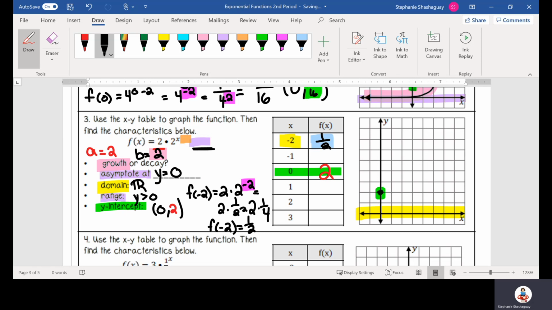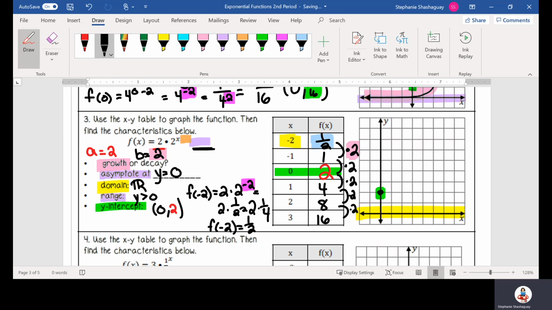Now I just have to use my ratio to find the rest of my terms. So I'm going to multiply by 2. Well, 1 half times 2 is going to be 1. 1 times 2 is 2. 2 times 2 is 4. 4 times 2 is 8. And 8 times 2 is 16.